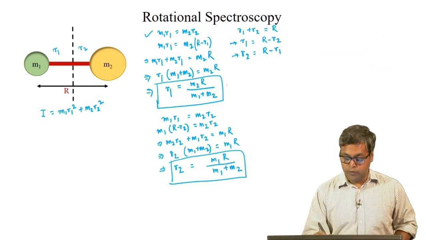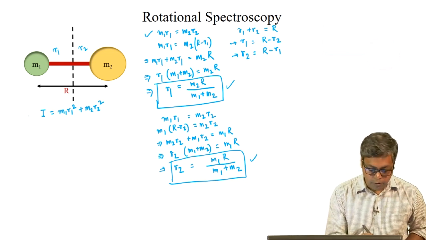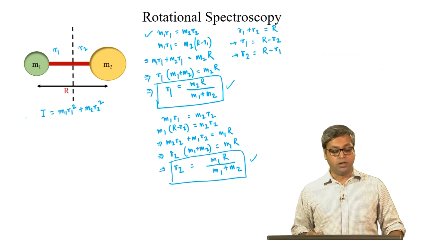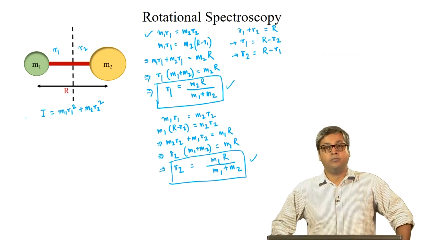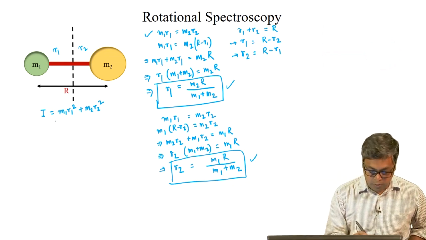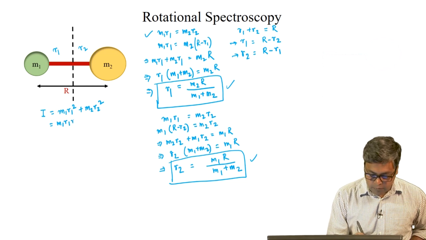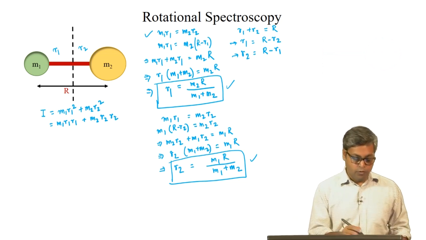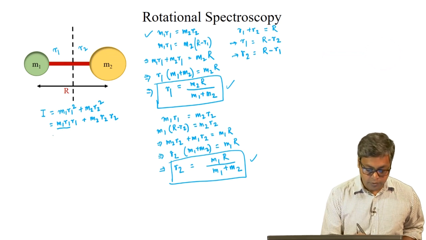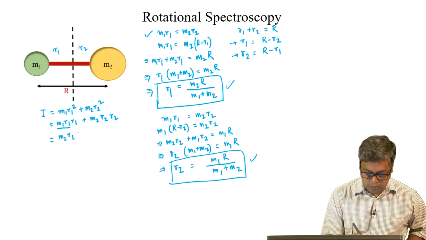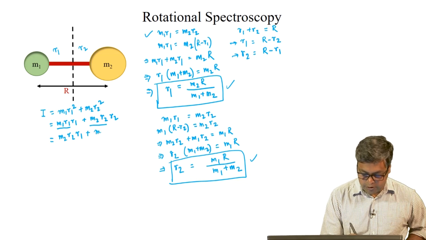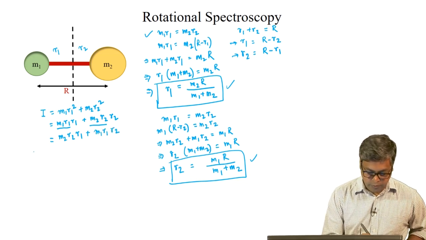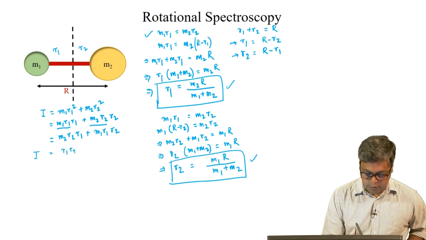So, why are we doing this? We will see this now. If we go back to the expression for moment of inertia, I equals m1 r1 squared plus m2 r2 squared, I can write this as m1 r1 times r1 plus m2 r2 times r2. We know that m1 r1 is m2 r2. So, let us put m2 r2 times r1 plus, here instead of m2 r2, let us put m1 r1, that is m1 r1 times r2. So, we can write I equals, if we take r1 r2 common, r1 r2 times m1 plus m2.